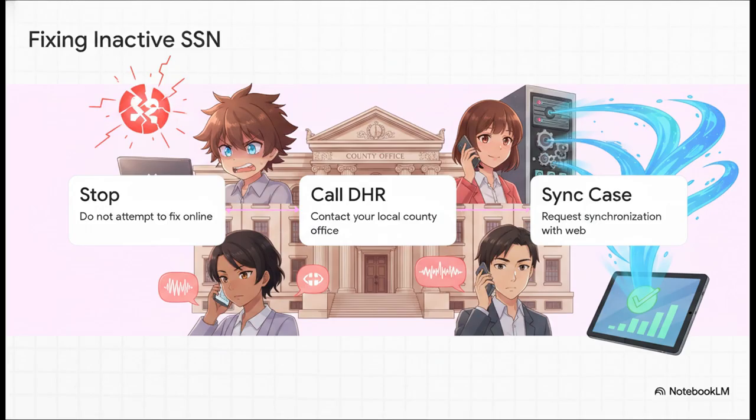The direct solution here is to pick up the phone and call your specific local county DHR office. You know, the one that actually manages your physical file. You need to tell them to manually index your data into the master mainframe and synchronize your case record with the public web interface. Once they flip that switch on their end, your online access will be magically restored.